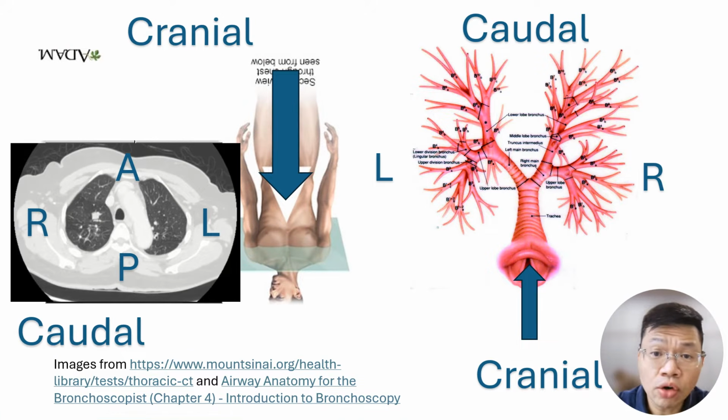Now, before we can correlate the CT scans to the images we will see on bronchoscopy, it is important to understand the differences in the images acquired on CT and bronchoscopy. The CT scan is acquired in a caudal to cranial direction, as illustrated by the arrow on the left, whereas a bronchoscopy is performed in a cranial to caudal direction.